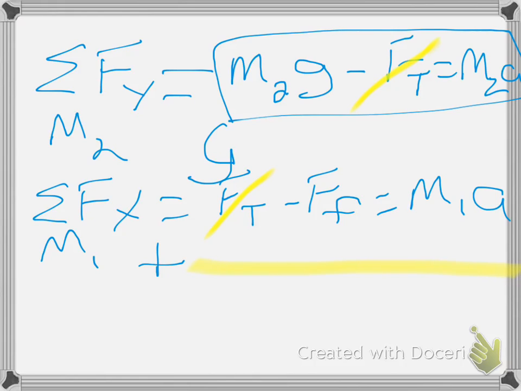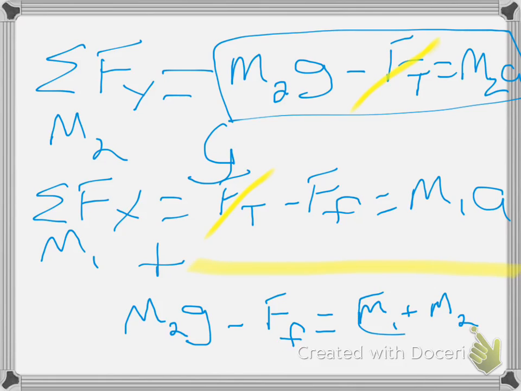So we're adding them, so let's make an addition line down there. We're going to have M2G minus FF, I'm just carrying everything down on the left side of the equal sign, and then I'm going to factor out A, because remember what I said at the start of this example problem, that the A is the same since they're connected. So we're going to have M1 plus M2 times A.